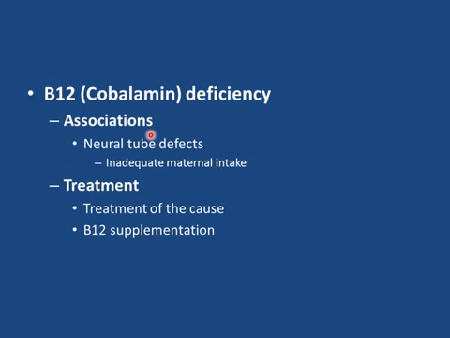Association of B12 deficiency: if the mom is not taking an adequate amount of B12 during pregnancy or she is strictly vegan, the child may be born with neural tube defects, for example myelomeningocele. The treatment of B12 deficiency: very important to treat the cause, number one, then after that B12 supplementation.